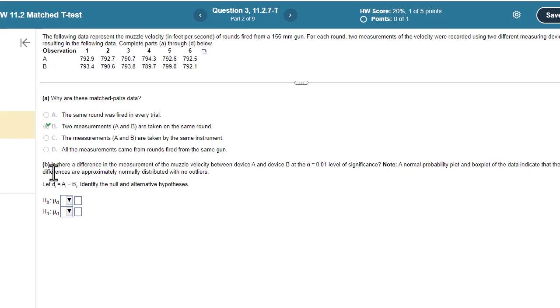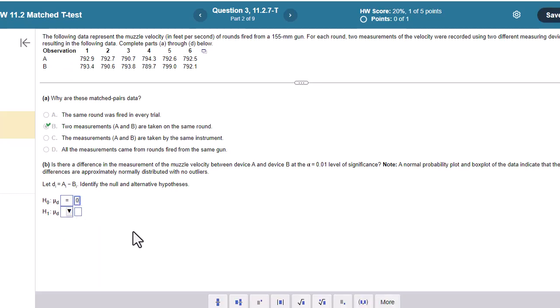Is there a difference in the muzzle velocity between devices A and B at the 0.01 level of significance? Note a normal probability plot and box plot indicate that the differences are approximately normally distributed with no outliers. And here is our difference, A minus B. So the null is that mu D, the mean difference, is 0. Mu D just says a difference, it doesn't say which direction, so the alternative is not equal to 0.